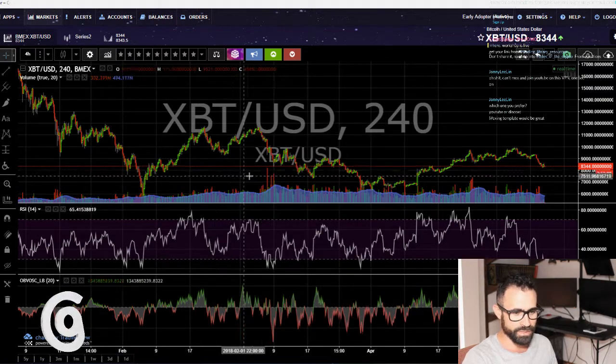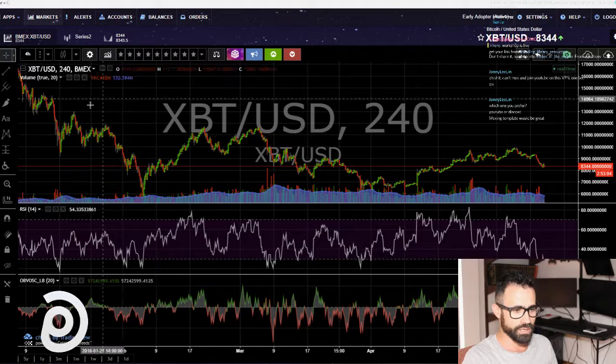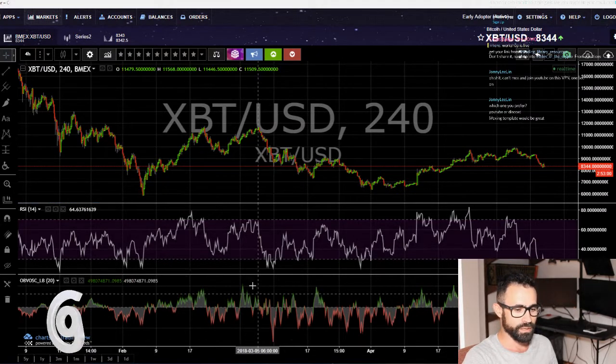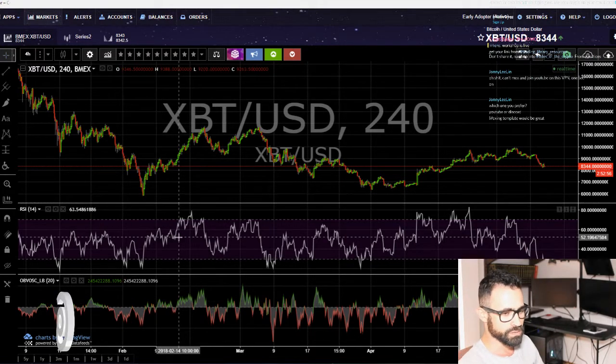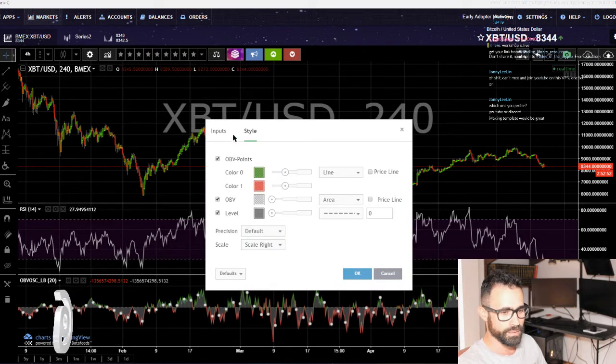Instead of having that typical volume where it's just red bars and green bars, I dislike it. I feel like it clutters my chart quite a bit, and I like sticking with something like the OBV. I'm going to help you tailor your OBV so it looks more like mine. So we're going to go into format and alter the style here, and instead of lines, I want histograms.